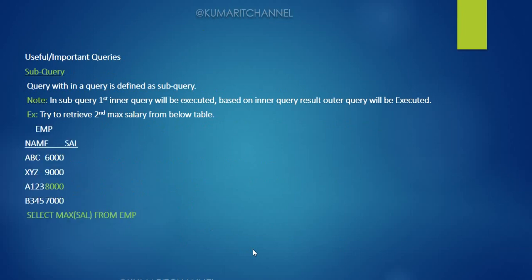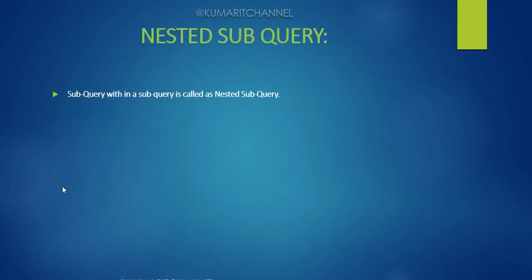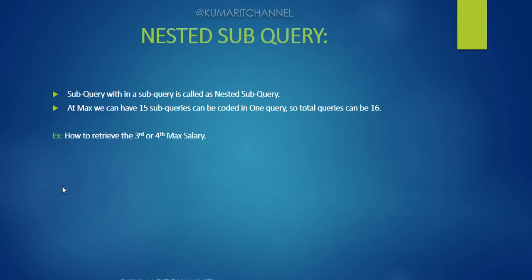So, select max. What happens when I try to execute this? If I simply execute this query, it retrieves 9000, but my requirement is to retrieve the second max, so I need to write another query on EMP salary, so that it retrieves 8000. In the above highlighted, query within a query is called a nested subquery.